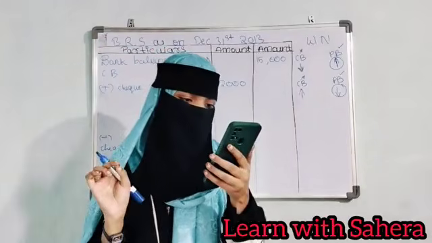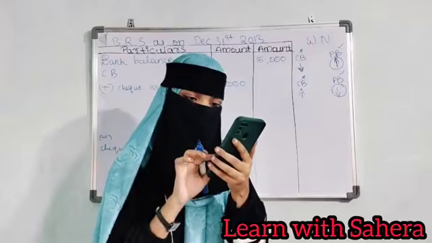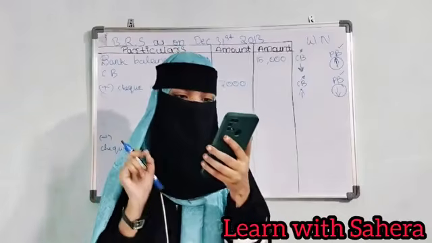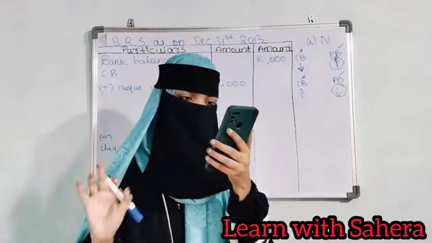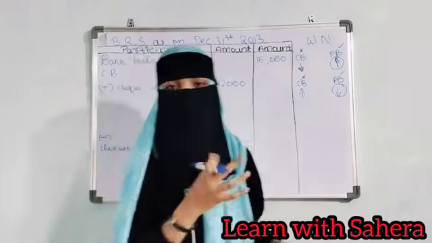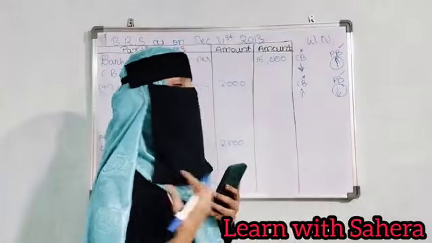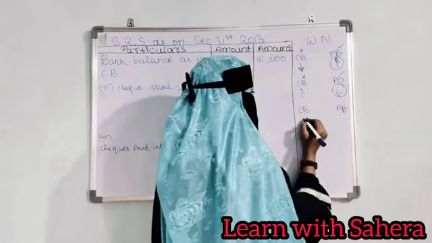Next, a check of rupees 1,200 which was received from a customer was entered in the bank column of the cash book in December 2013, but the same was paid into bank in January 2014. Here we have received some amount from a customer, so we made the entry in the cash book that the bank balance increased.